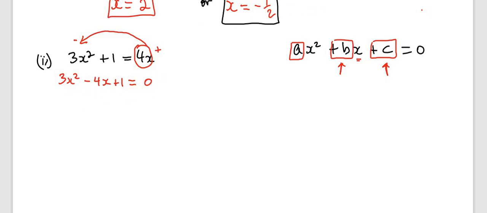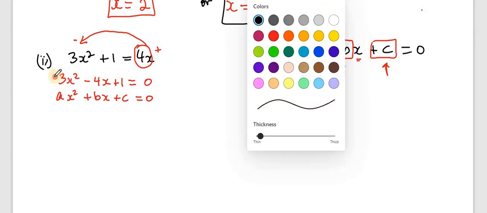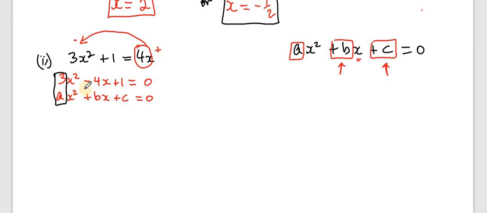Now that it's in this form, we can actually equate the coefficients a, b, and the constant c. So let me just line it up. ax squared plus bx plus c equals 0. So we can clearly see that a is 3, b is negative 4, and c is a positive 1. So we have a equal 3, b equal negative 4, and c equal a positive 1.